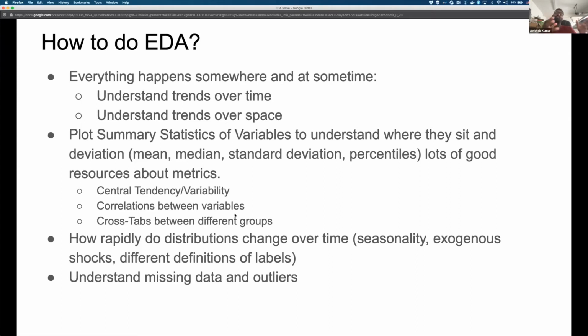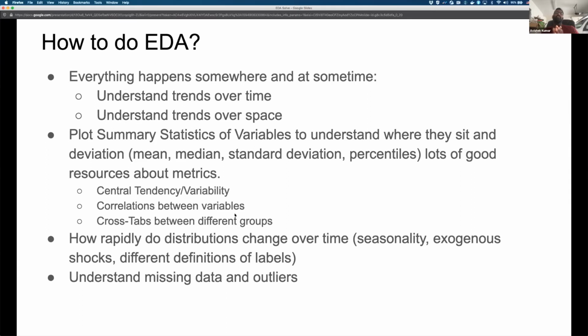And it also can change your label. The thing you're predicting can change over time. So an example could be in recidivism. Every few years, the rules for recidivism change. And so that means that what you're predicting will change over time. And it's important to understand why, because that means what is predicted will change over time.